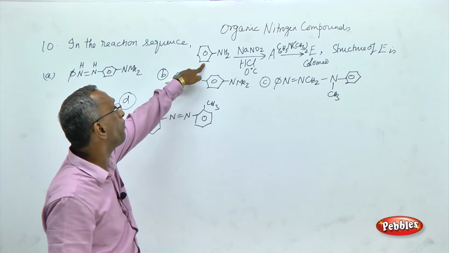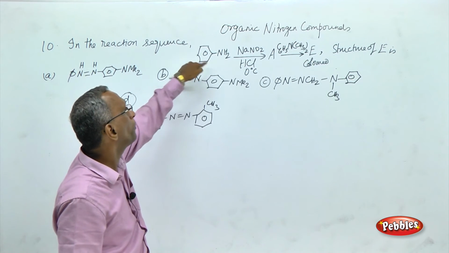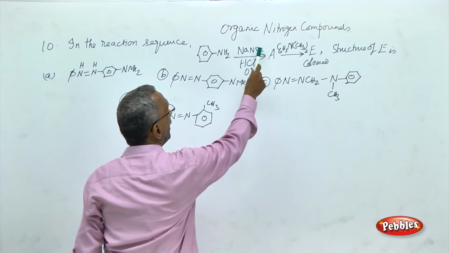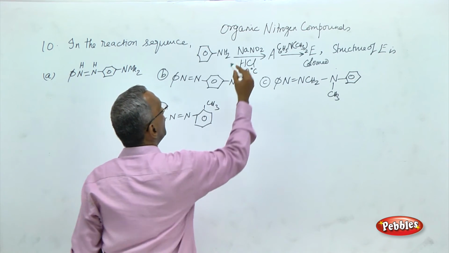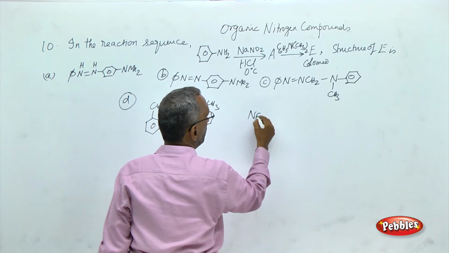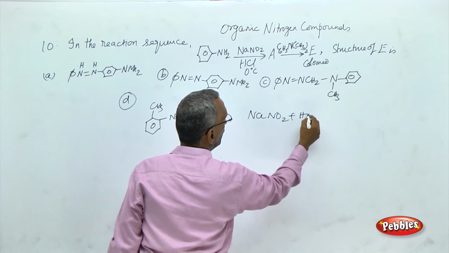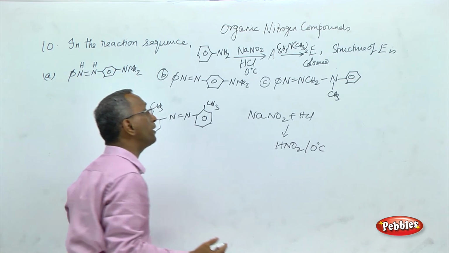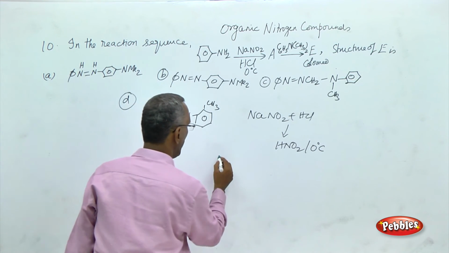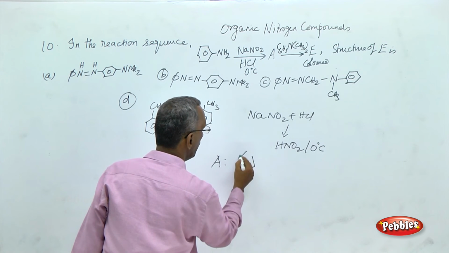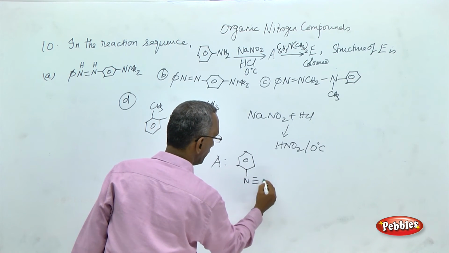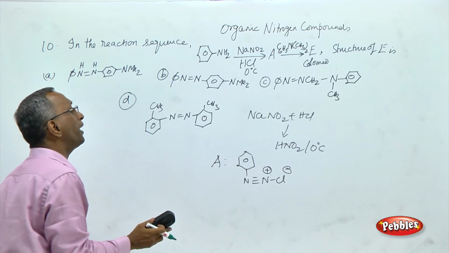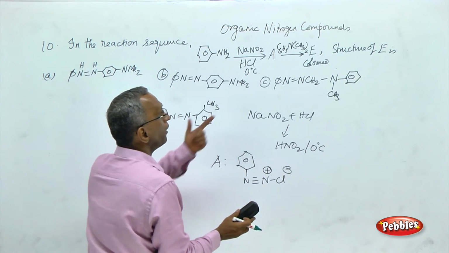Any aromatic primary amine, aniline being the simplest aromatic primary amine, when treated with a mixture of sodium nitrite and HCl, which generates HNO2, nitrous acid, at ice cold temperature. This is the condition for diazotization. So the product A is benzene diazonium chloride, C6H5N2+ Cl-.